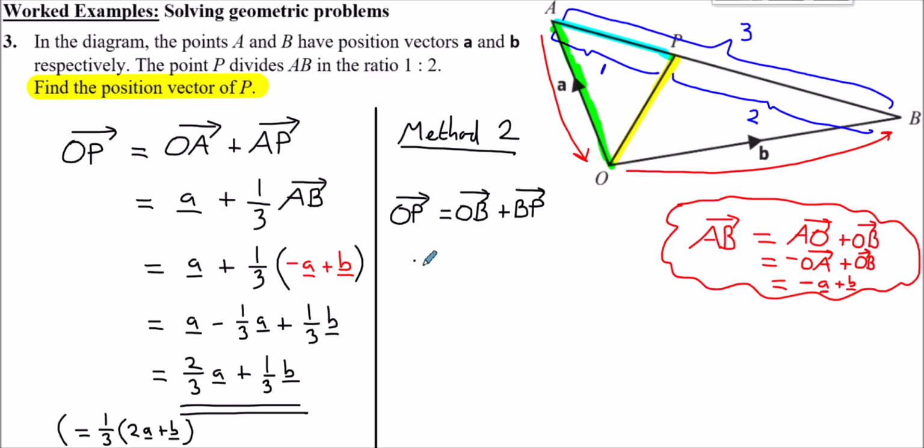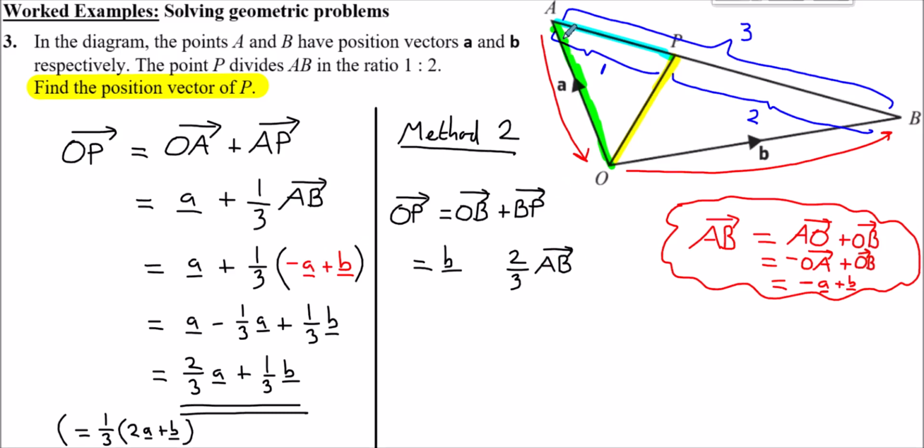So from O to B, as you can see, that's labelled by vector B. Now vector BP is 2/3 of the distance from A to B. From B to P, or P to B, is 2/3 of the total distance from A to B. So it's 2/3 of AB in terms of distance. We've worked out AB, so let's stick with what we know if we can.